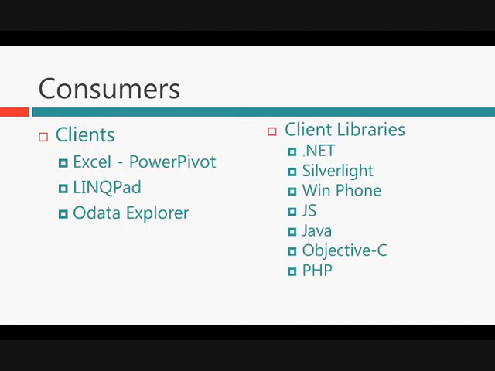On the consumer side, as I talked about, Excel PowerPivot has the capability to understand OData. It's OData aware. It will be able to read, parse, and show you the data. LINQPad, I just showed the example of how easy it is to point to an OData service and write normal LINQ queries, and then it will convert LINQ to URI and show you that. Coming to the client libraries, we have a bunch of libraries available for .NET, Silverlight, Windows Phone, JavaScript, Java, Objective-C, and PHP.